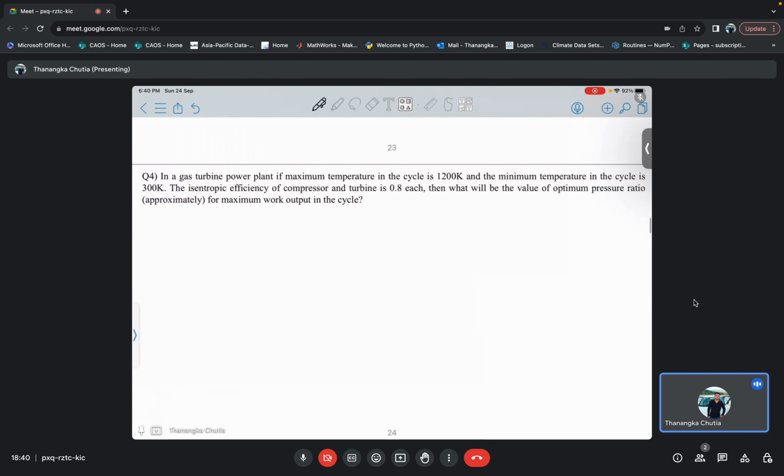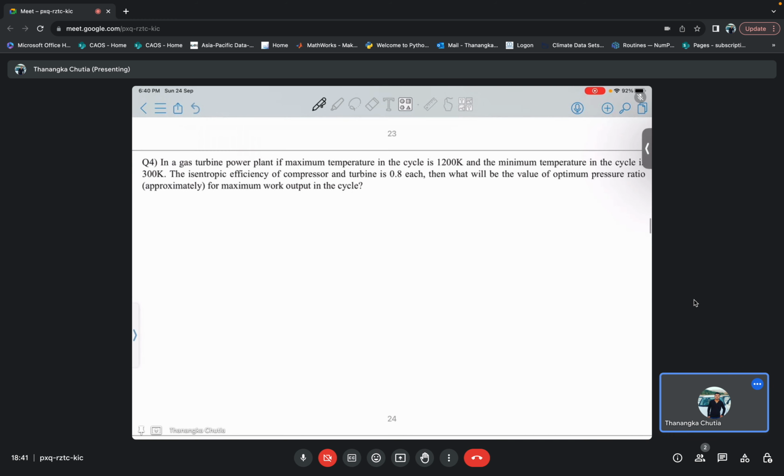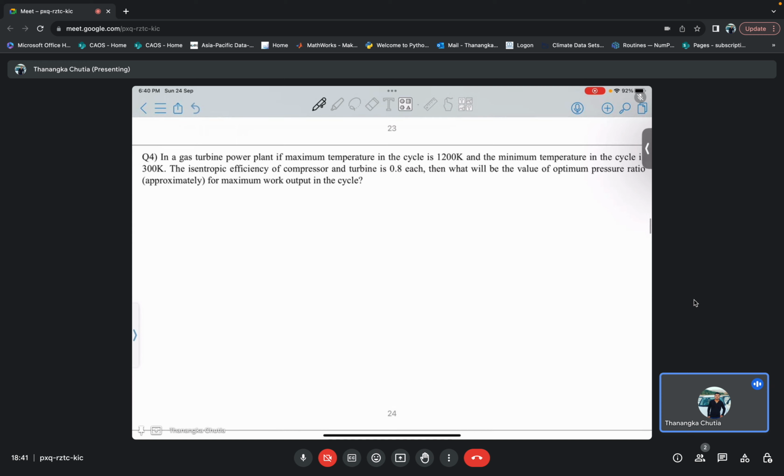So let us move to the next question then. In a gas turbine power plant, if the maximum temperature in the cycle is 1200 Kelvin and the minimum temperature in the cycle is 300 Kelvin, and the isentropic efficiency of the compressor and the turbine is 0.8 each, then what will be the value of the optimum pressure ratio approximately for maximum work output in the cycle?